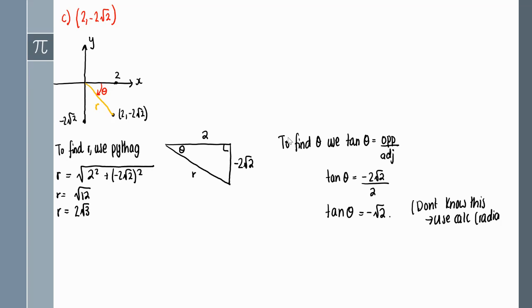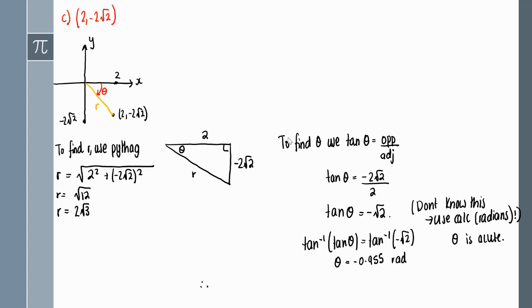Now, I'm not sure what this is. So generally, if you're not sure what this is, you can probably use your calculator. Just make sure it's in radians. Take the inverse of both sides because we know theta is going to be acute, right? It's going down and it's just in that Q4. So I can solve for theta on my calculator. I will get theta equals tan inverse of minus root 2. And then I will find that theta is approximately equal to minus 0.955 radians.